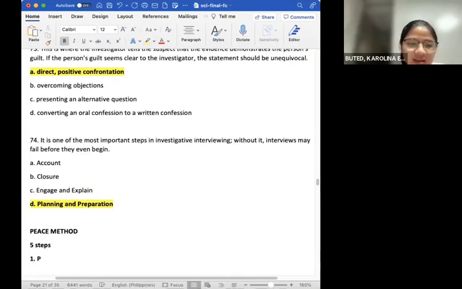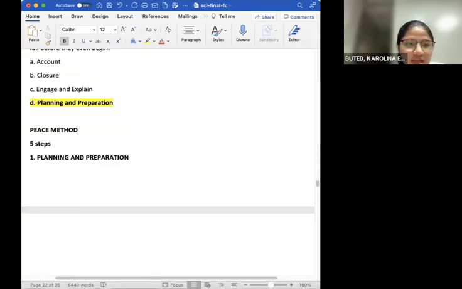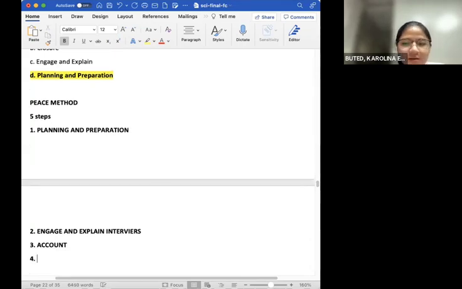First step, yung letter P. Planning and preparation. Step 2, yung letter E. Engage and explain. Okay, interviewers. And next, letter A. Account. Step 3, account. And then letter C. Ano yung step 4 natin? Closure. And then step 5 is for evaluation. Ayan ang PEACE method kung tawagin.